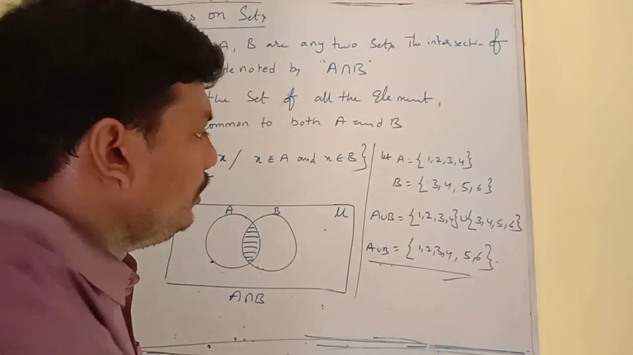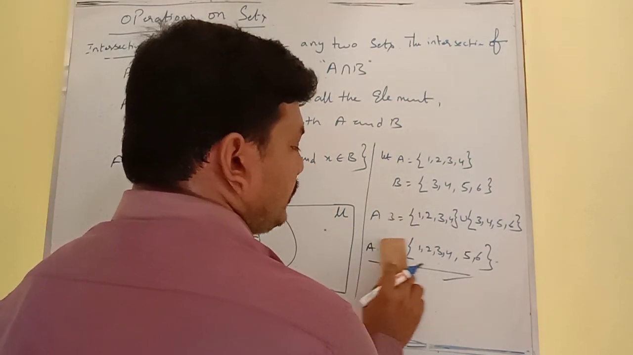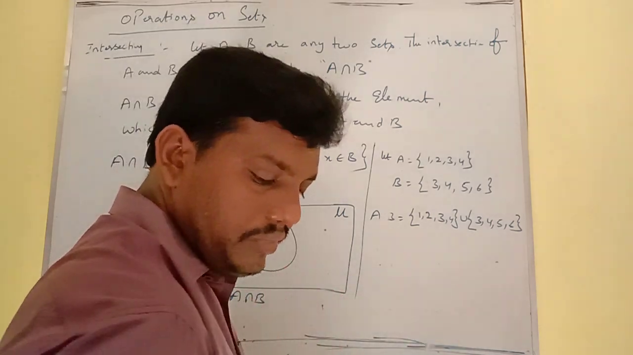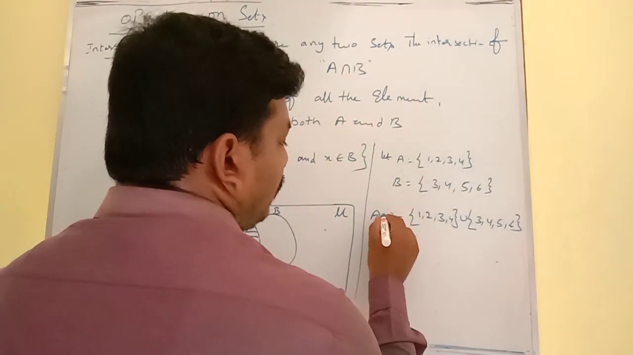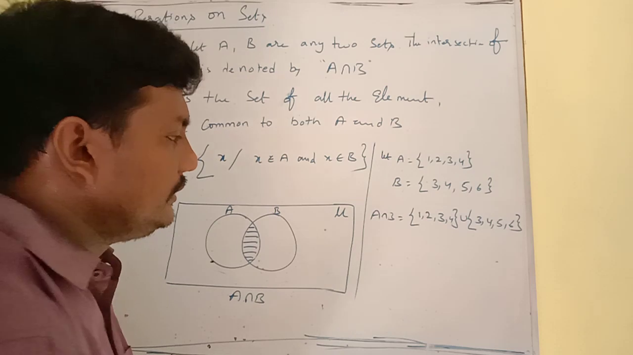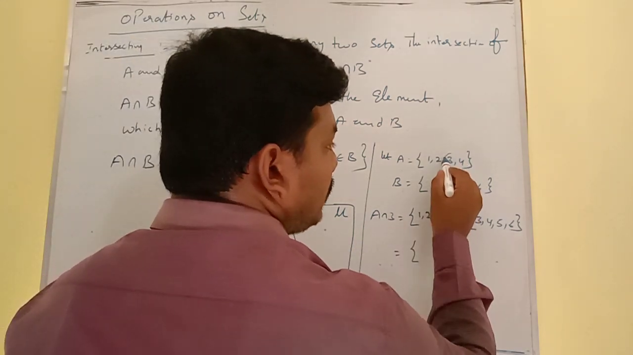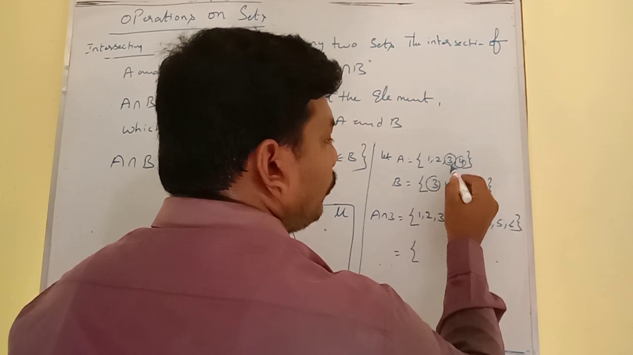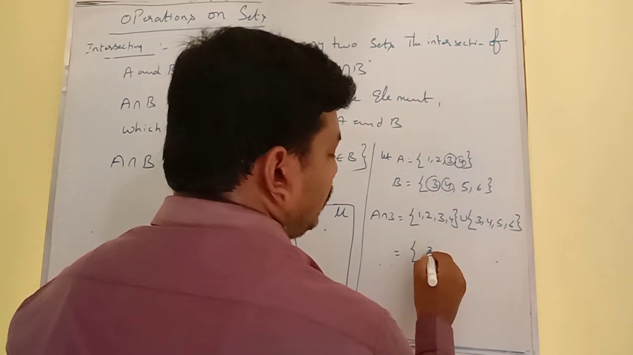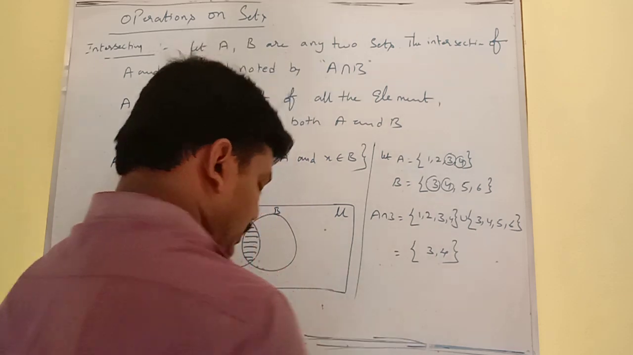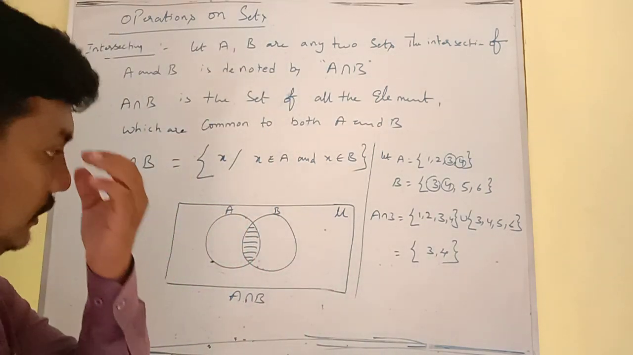A intersection B. Let me consider now what is A intersection B. A is 1, 2, 3, 4 and B is 3, 4, 5, 6. Then what is A intersection B? Intersection means which elements are common. 3 and 3, and 4 and 4. Here 3, 4, 3, 4. That is, 3, 4 are the common elements.